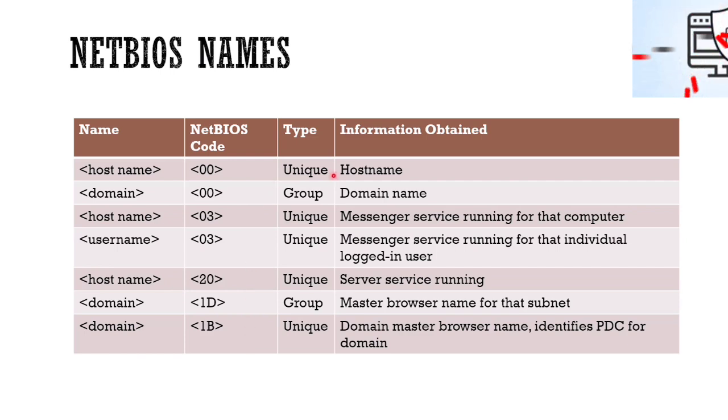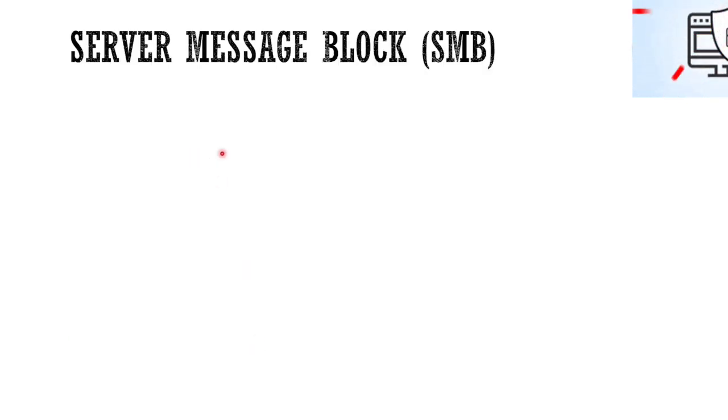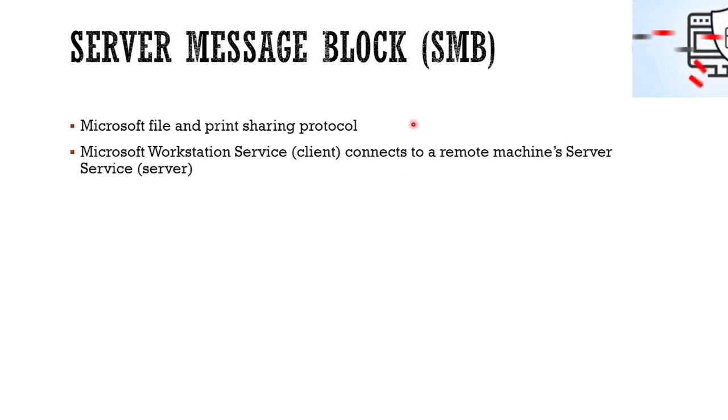Now let's talk about Server Message Block, SMB. This is the current Microsoft file and print sharing protocol. Microsoft machines will have a workstation service called a client, and you can go into services in the control panel and see this. The client, the workstation service, will connect to the server service, the server. And by default, all Microsoft machines have both the client and server service running when they boot up. It means that any machine can be a file and print server or a client to somebody else. You can be both at the same time.